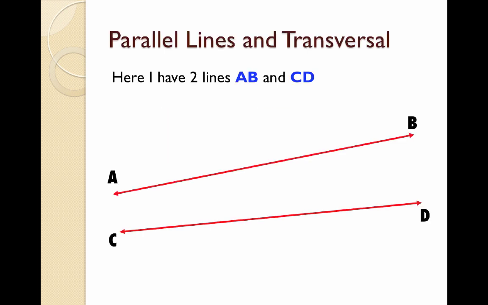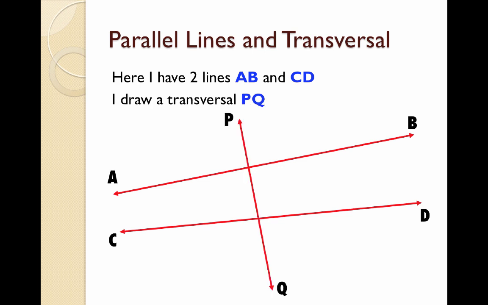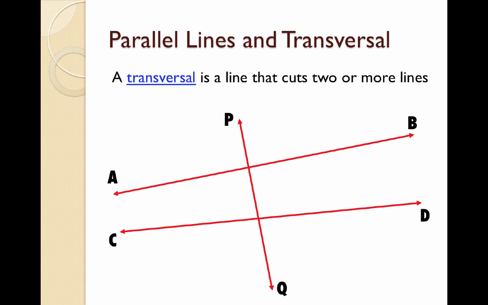Here I have two lines, AB and CD, and I'm going to cut them with a third line called PQ. PQ is a transversal. A transversal is a line that cuts two or more lines. What's cool about a transversal is that when it cuts those two lines, it creates 8 separate angles. Now those angles aren't really important until you make AB and CD parallel to each other.